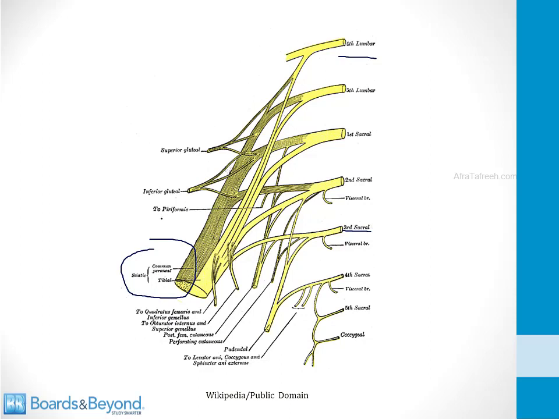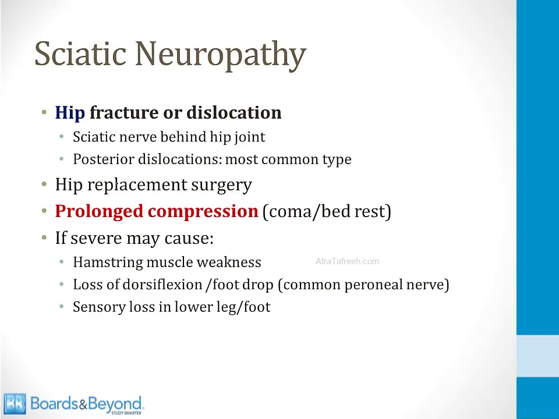In order to lose your whole sciatic nerve, you need to have a lesion somewhere beyond the spinal canal, after the point where all these nerve fibers have come together, to get a complete sciatic neuropathy. One thing that commonly does this is problems with the hip. So a hip fracture or dislocation can cause sciatic neuropathy. This is because the sciatic nerve runs behind the hip joint, and posterior hip dislocations are the most common type of hip dislocations, and those can lead to a sciatic neuropathy. You can also see this following hip replacement surgery.